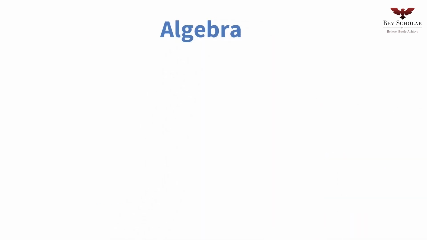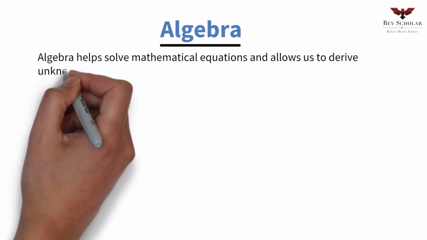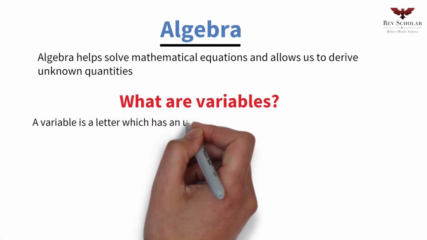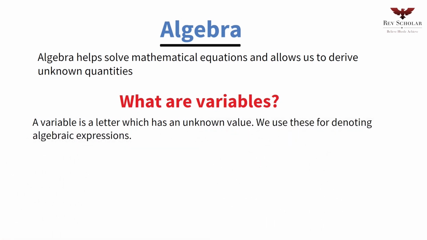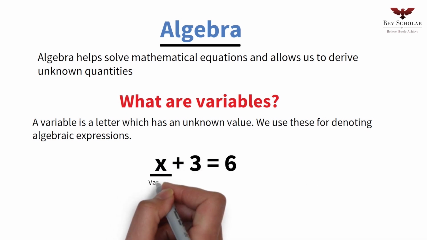Another branch of mathematics termed algebra. Algebra helps solve mathematical equations and allows us to derive unknown quantities. What are variables? A variable is a letter which has an unknown value. We use these for denoting algebraic expressions. For example, in x + 3 = 6, x is the variable.